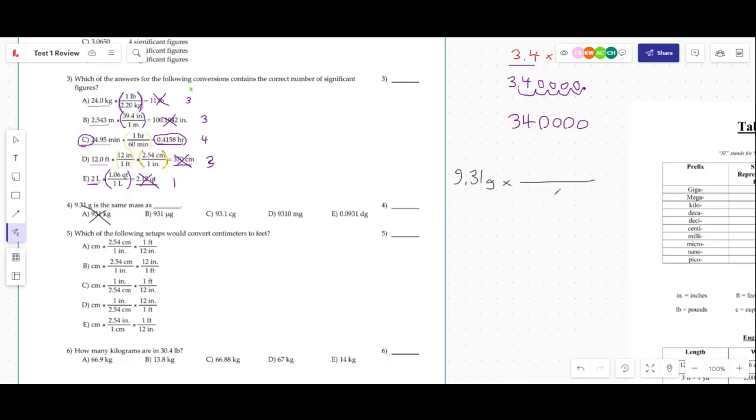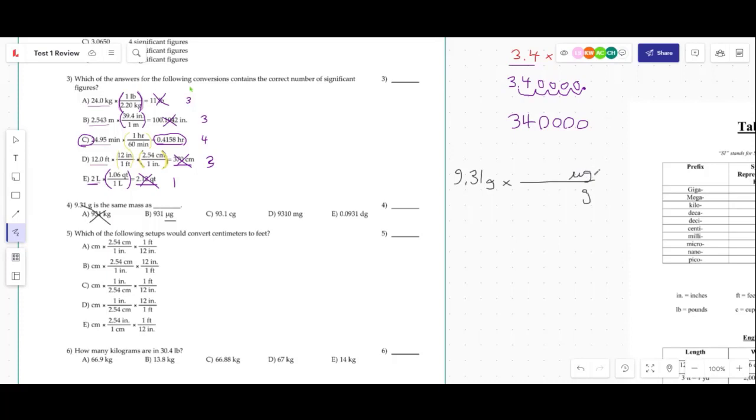And what unit is going to have to go on the bottom here? Because we always put the units first. What unit is going to go on the bottom? Yeah, grams, right? And then let's start by converting to micrograms. What do you think? The unit we're converting to is going to go up here.